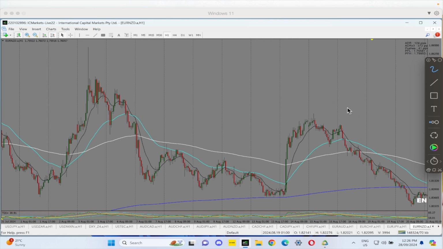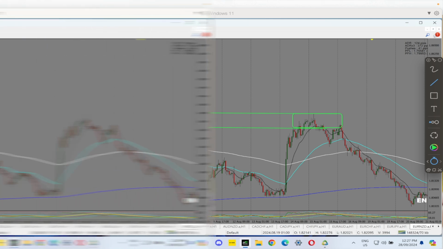Now, what is the key point right here? Look at your left-hand side. If I draw a box right there, and put a line on the top of my box, look at that. It's actually the neck of the previous M, okay? The neck of the previous peak formation.